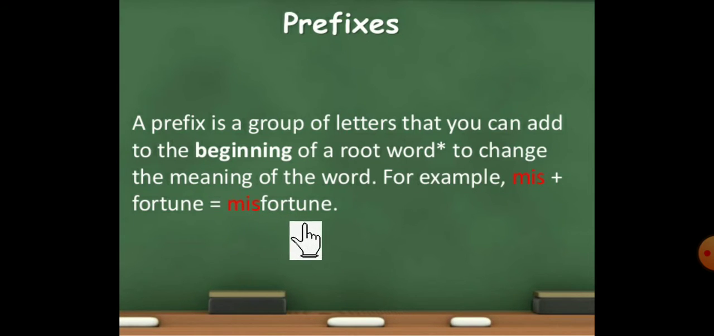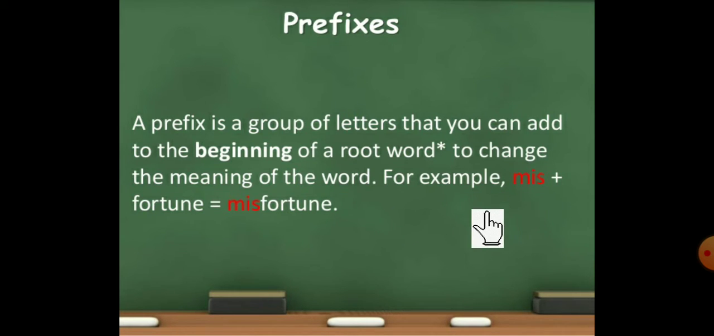We added it to this root word fortune. To this root word we added a prefix at the beginning of the word. So now it became a new word. Got it? Misfortune. Yes? You got the idea? So a prefix is a group of letters that you can add at the beginning of the root word to change its meaning.